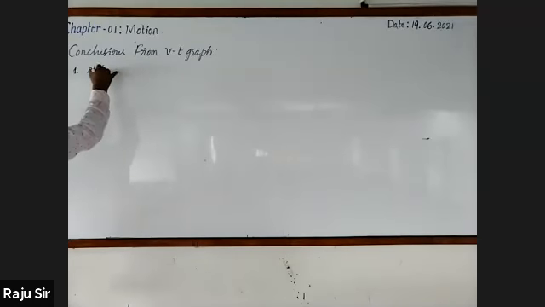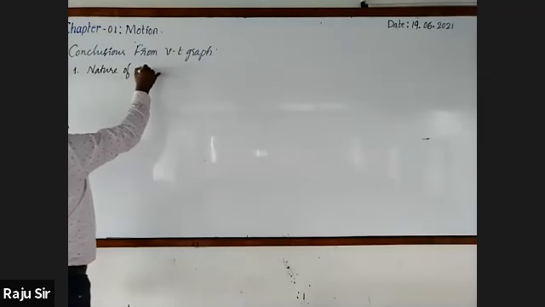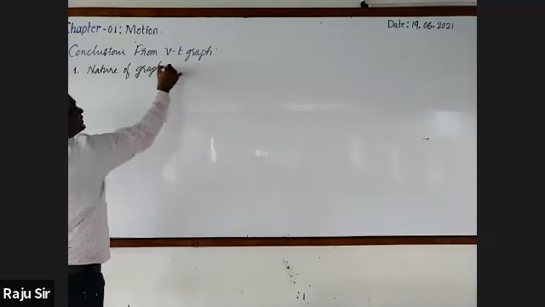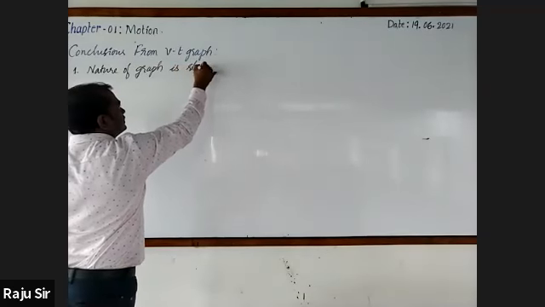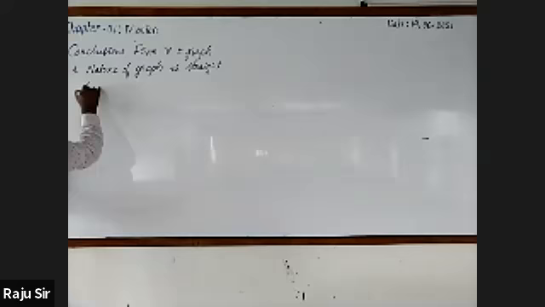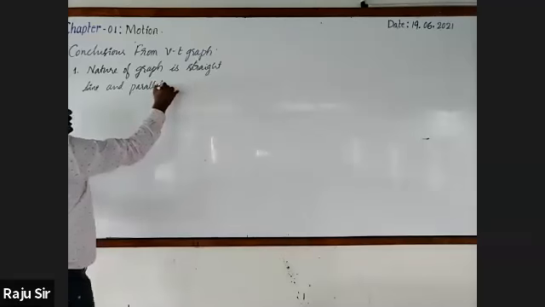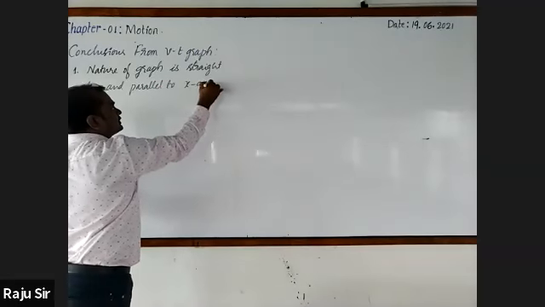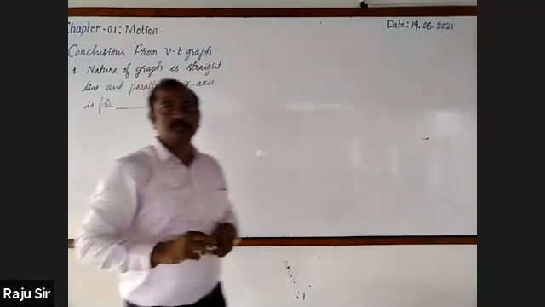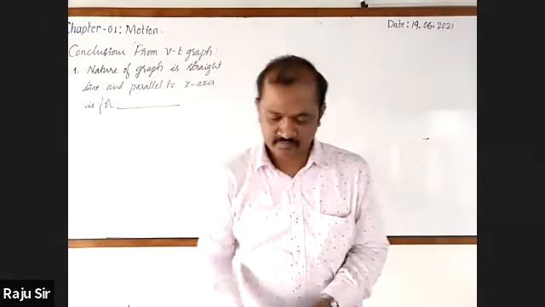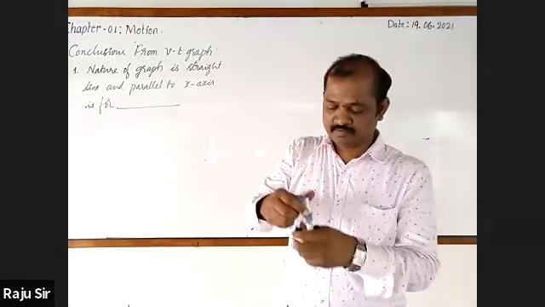Nature of graph is a straight line and third disturbance, parallel to x-axis is for dash. Fill that. What do you say? Constant speed or velocity? Speed. Very good.